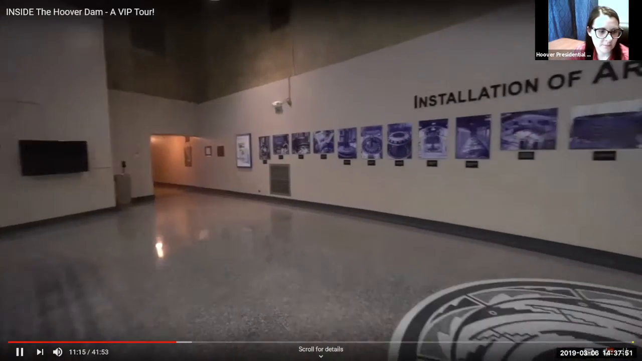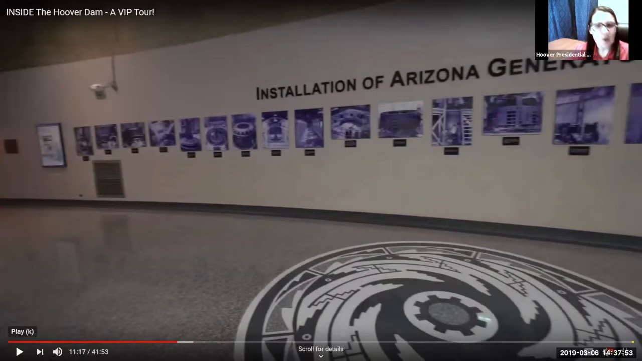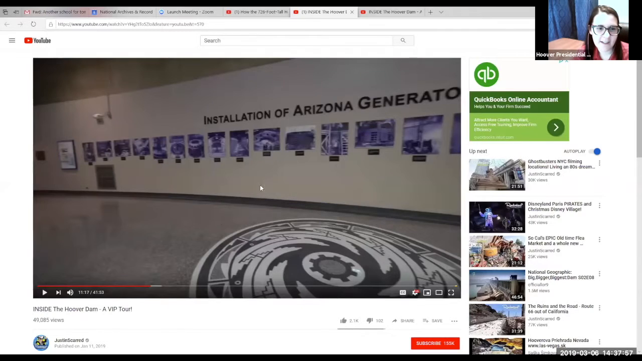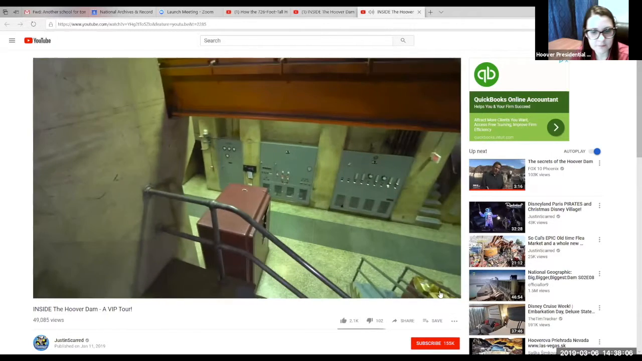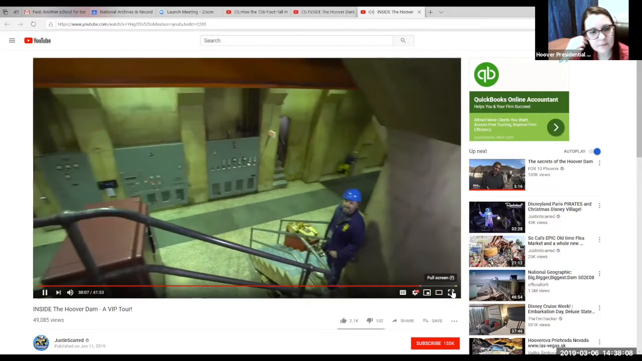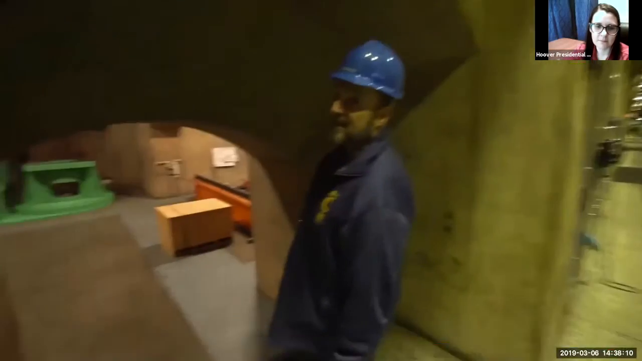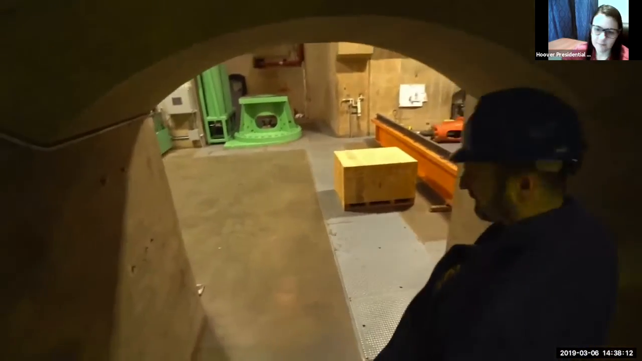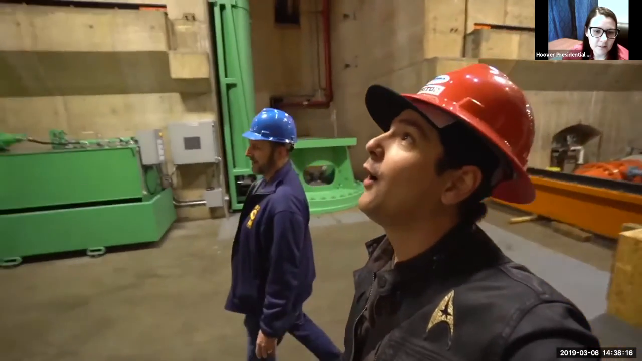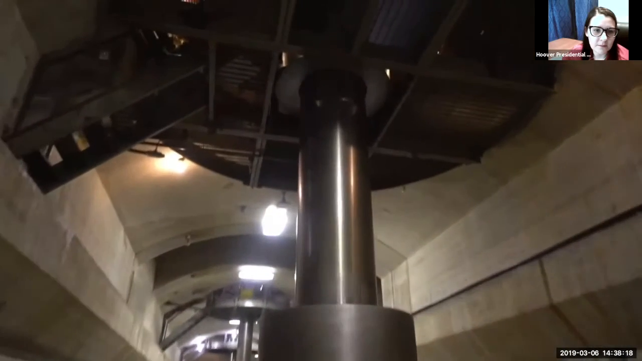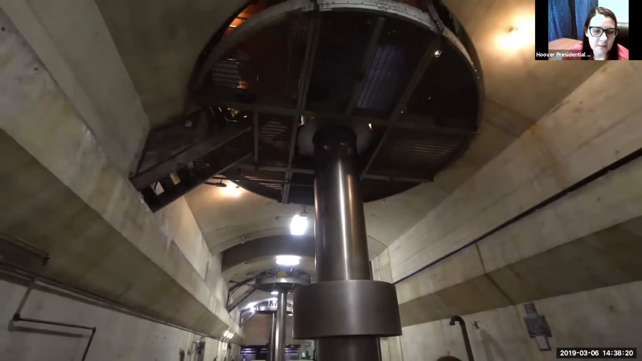Dude, look at this. So that's from inside the dam and looking at it. And now we're going to see when they go underneath the dam and see what that looks like, because that is also super cool. Down underneath the generating units, I see. Oh my goodness, okay. We'll see what happens. Oh, holy moly! Look at that!